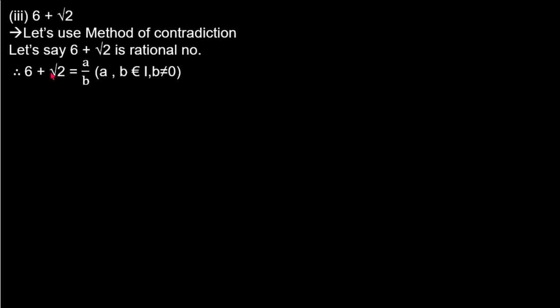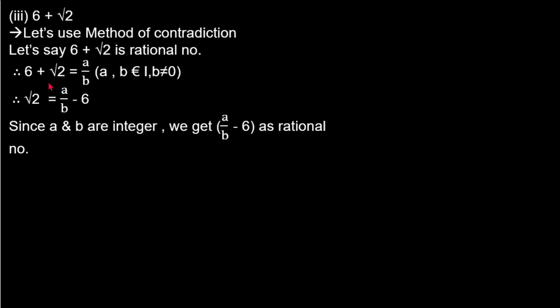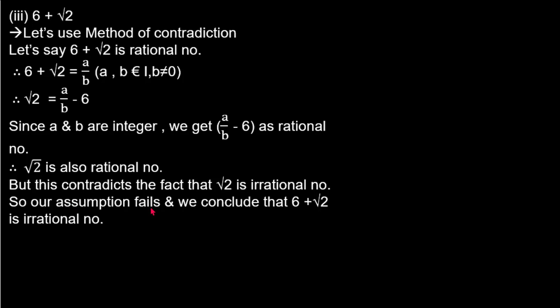So target root 2 now. Root 2 will become a by b minus 6. A by b is an integer, so a by b minus 6 is also a rational number. The right hand side is a rational number, so the LHS must be a rational number. However, this contradicts. So there are a fixed number of steps. Almost the same steps. Contradiction. Say it is a rational number.